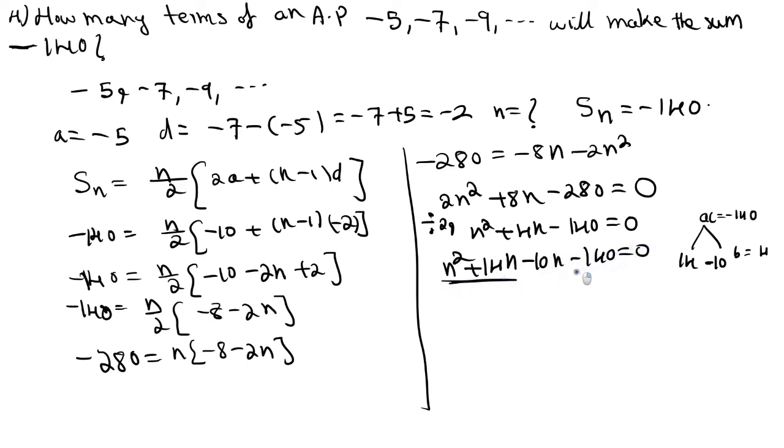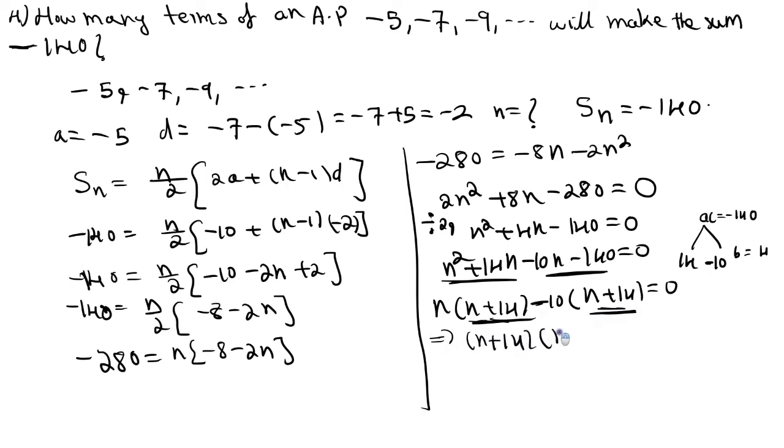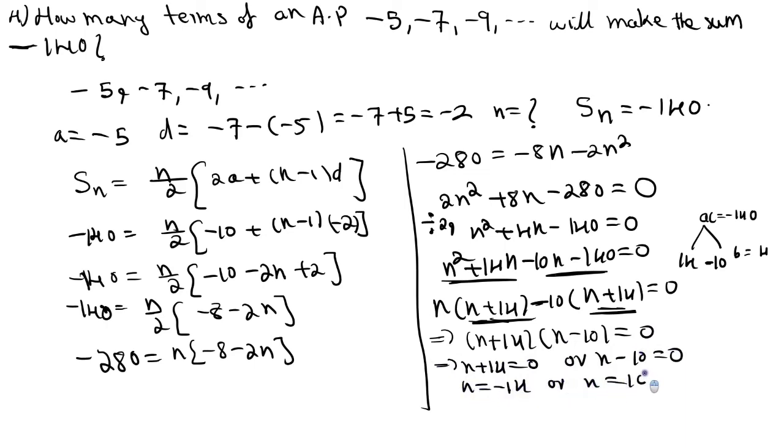First consider these two as one group, then these two as one group. Here you can write n into n plus 14. Take minus 10 outside, you will get n plus 14. Because the term inside the bracket must be the same, that's why you have to keep the minus sign outside. So this implies, what's the common term? n plus 14. You can write n plus 14 into n minus 10 equal to 0. This implies n plus 14 is equal to 0 or n minus 10 equal to 0. n is equal to -14 or n is equal to 10.